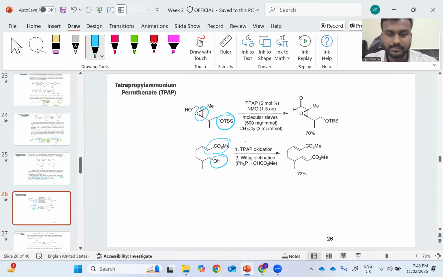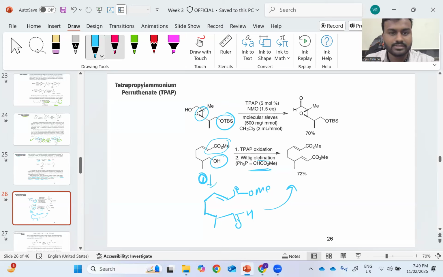This is the first step, where the alcohol is converted into the aldehyde. And this is the Wittig olefination reaction, right? So after the Wittig olefination reaction, we get this second product. So this was intermediate step one here.